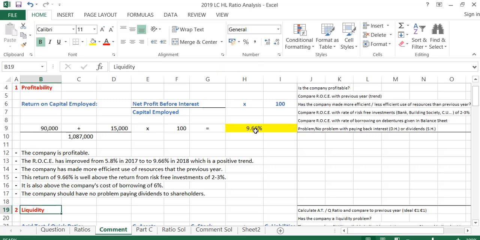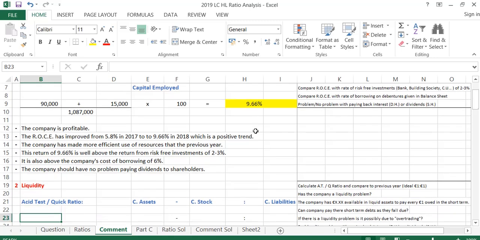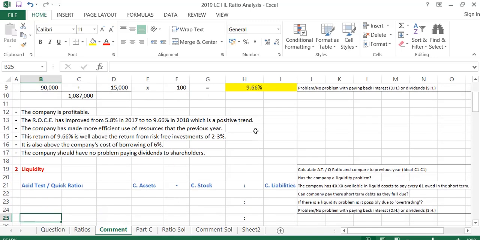The second heading we'll always look at is liquidity. For liquidity, the most important ratio is the acid test ratio. If it's above 1:1, the company has no liquidity problems. If it's less than 1:1, the company has liquidity problems. And liquidity is probably one of the most important things, because if they have liquidity problems, they won't have any cash to operate in the short term, which will not be good.